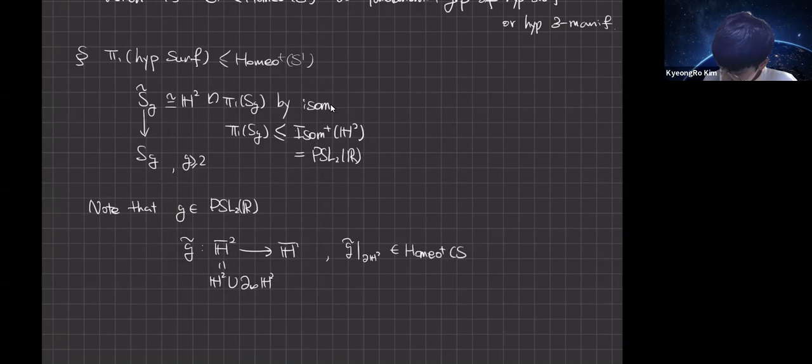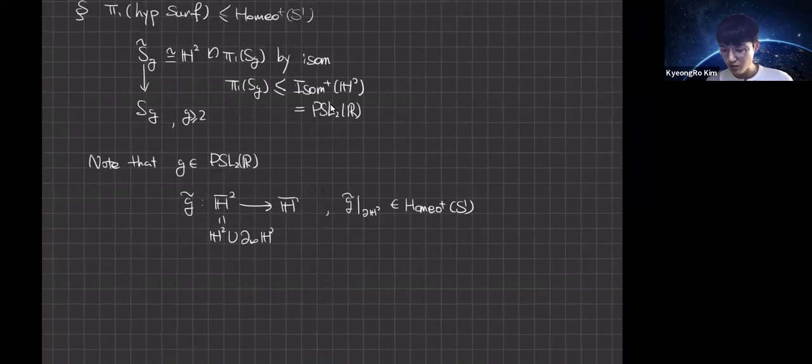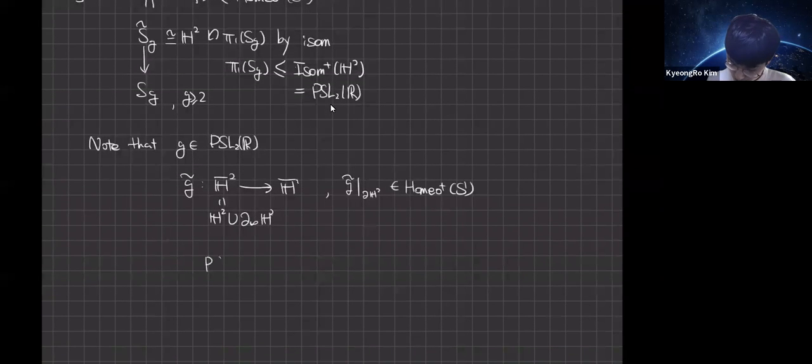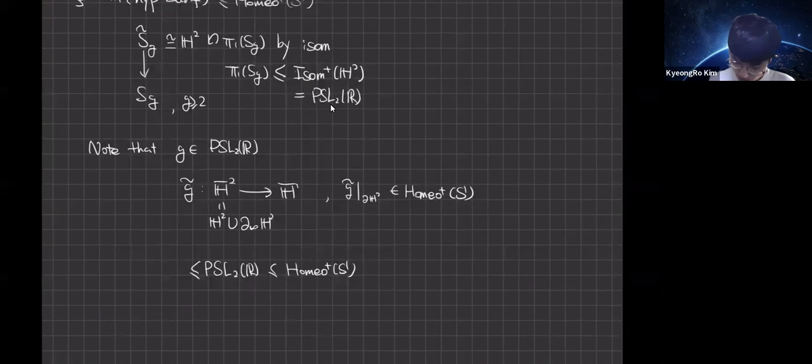So in this sense, we can think of PSL2R as a subgroup of Homeo plus S1. And using this relation, we can think of pi1 SG as a subgroup of Homeo plus S1. So this is the typical geometric action, which is induced in a geometric situation.